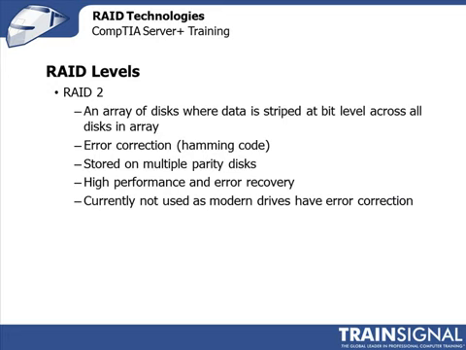The next RAID level is RAID 2. Now this is an array of disks where data is striped at the bit level across all disks in the array. It has error correction, also known as Hamming code, stored on multiple parity disks. So you do get high performance and also error recovery. But you won't see RAID 2 implemented very often, as modern drives also have error correction built in.